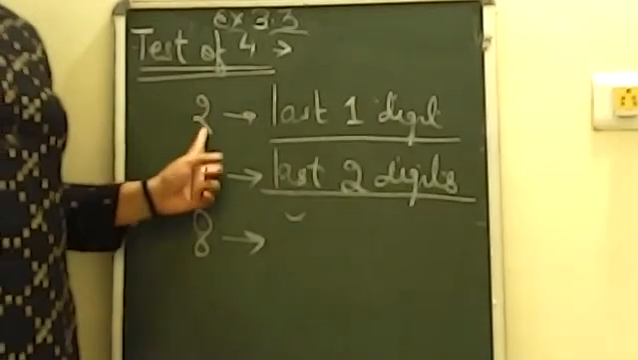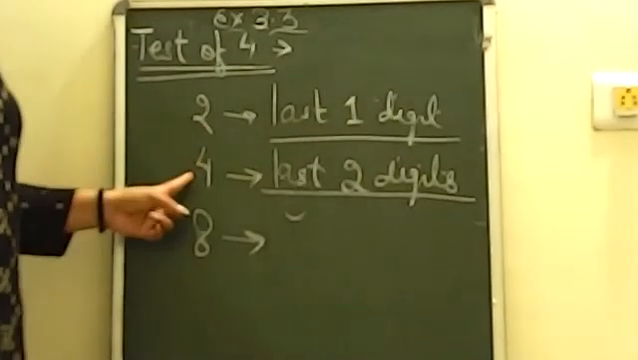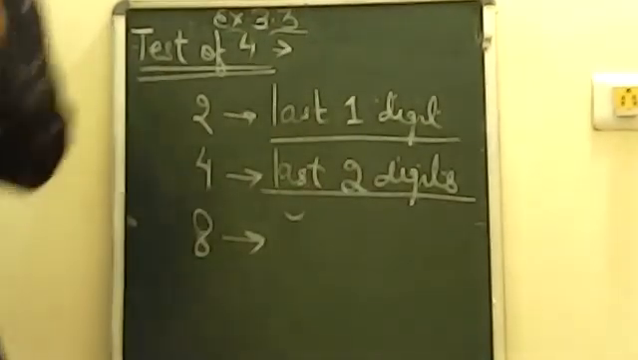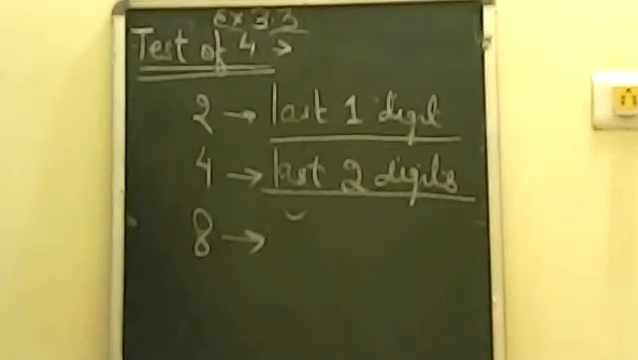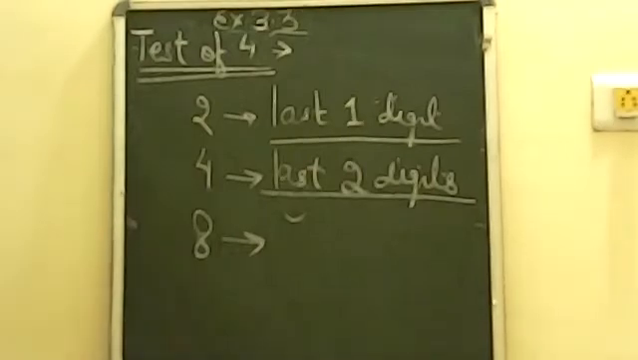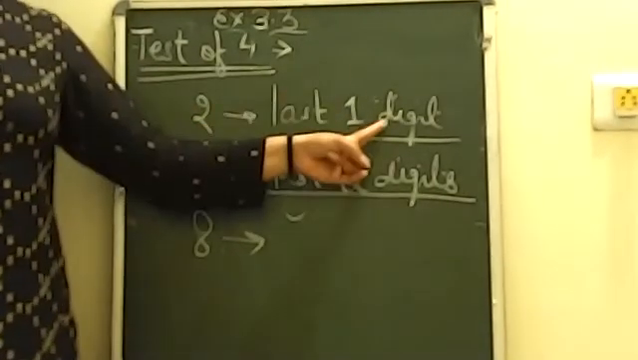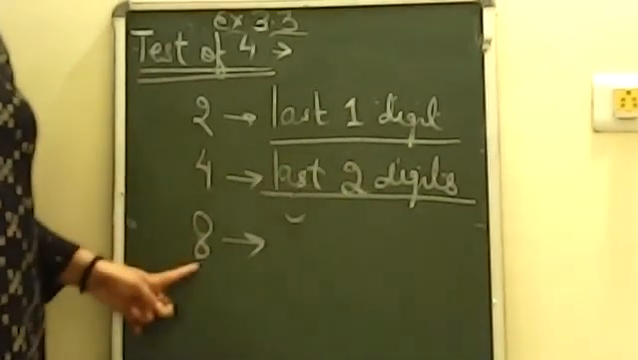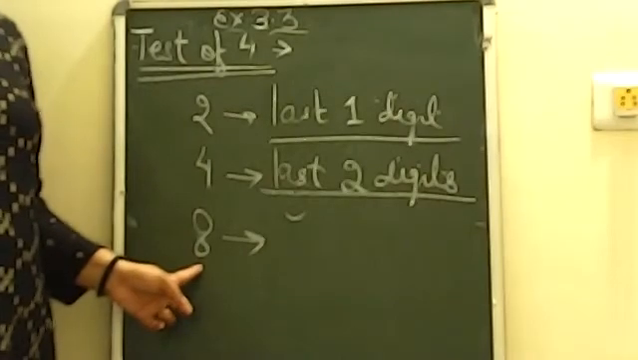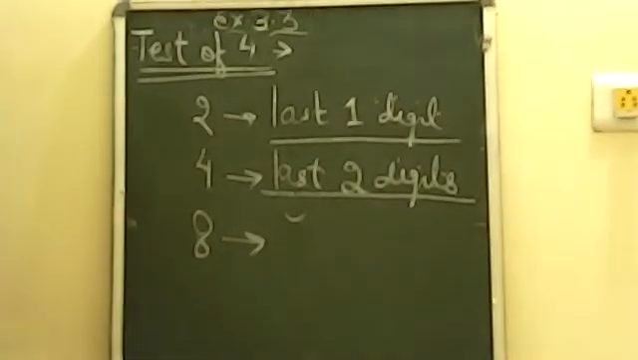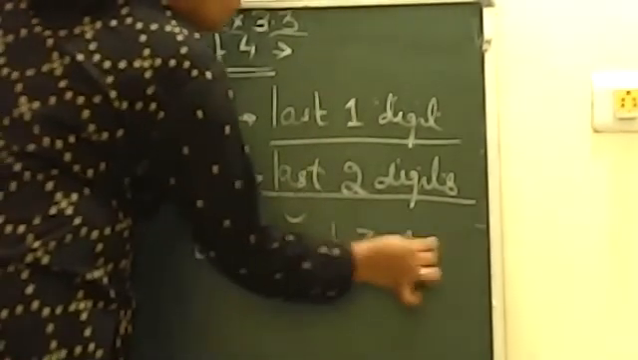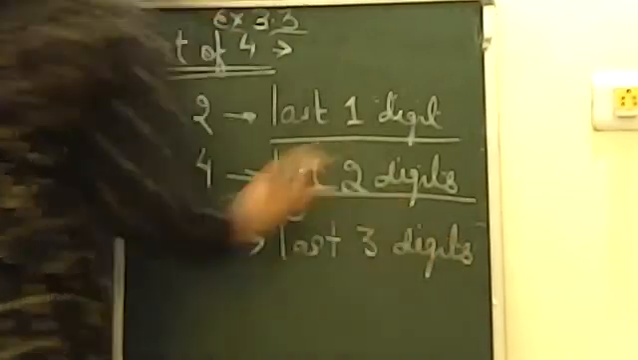You know that for 2, we check the last 1 digit, and for 4, the last 2 digits. What do you think will change for the divisibility test of 8? Can you guess in the chat box? For 2, the last 1 digit. For 4, the last 2 digits. Now, can you tell me for 8, how many digits? Absolutely correct. The last 3 digits. Very correct, beta.